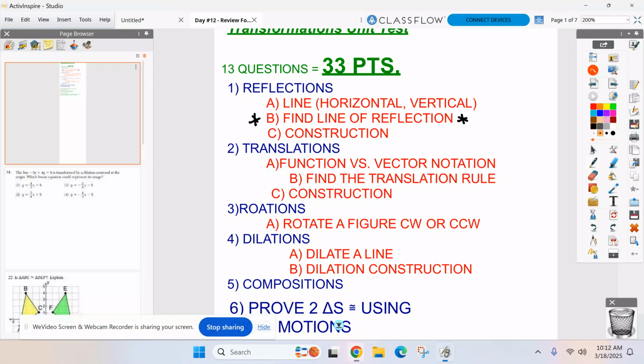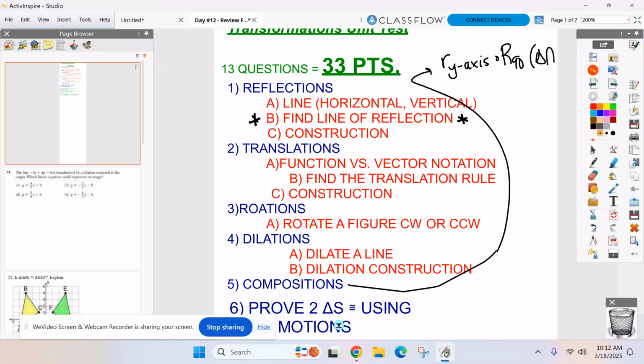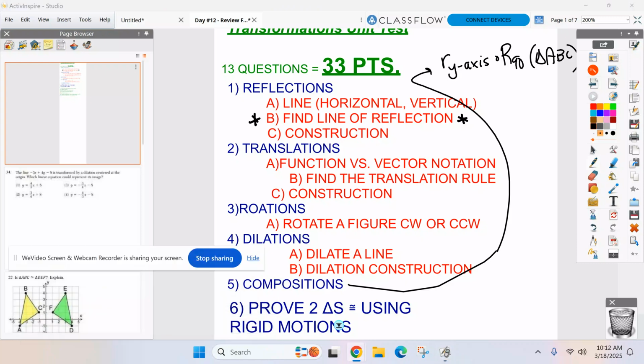Compositions, just a reminder. I'll do a reflection over the x-axis composed with a rotation of 90 on triangle ABC. What gets done first? Whatever's to the right gets done first. Whatever that point is, I keep proceeding to the left. All good? Yes, Zach. If that little circle is there, then you know it's composition. Correct, that's the symbol for composition, which means I do whatever's to the right first. Take that triangle and keep going to the left.